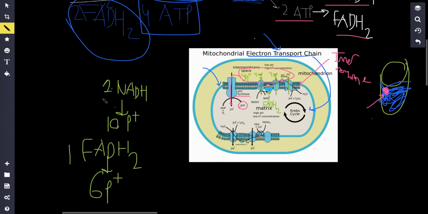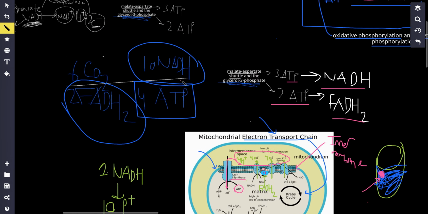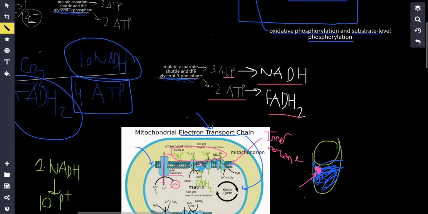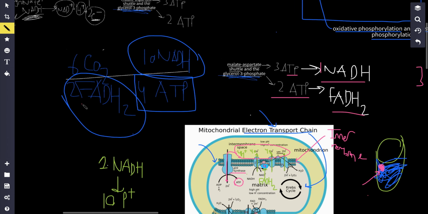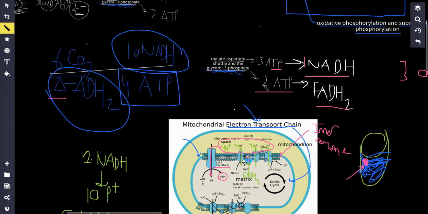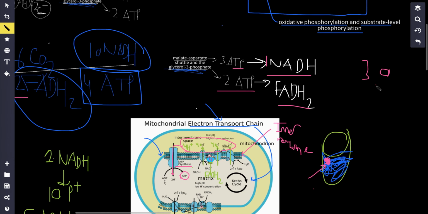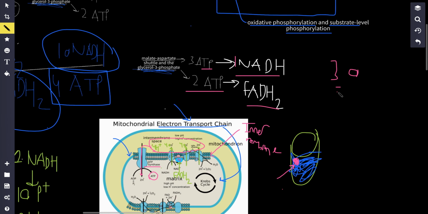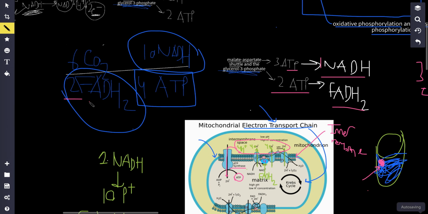But anyways, we have 10 NADH, so because it's 3 ATP for 1 NADH, if we have 10 of them, that yields 30. And if I have 2 FADH₂, well, that's going to yield 2 ATP each, so that's going to be 4, because 2 times 2 gives me 4.